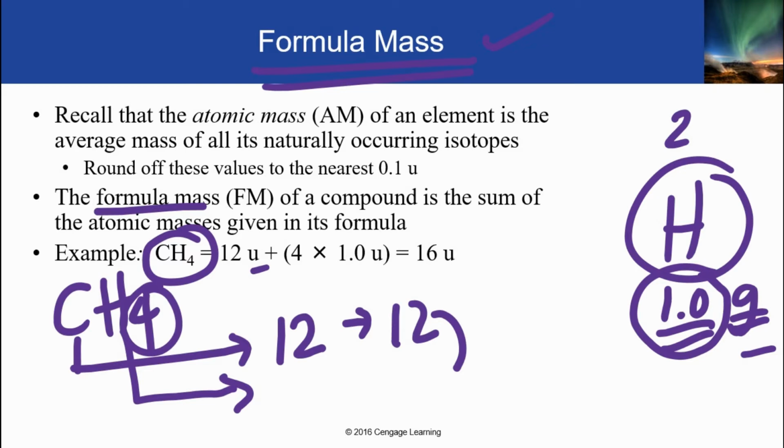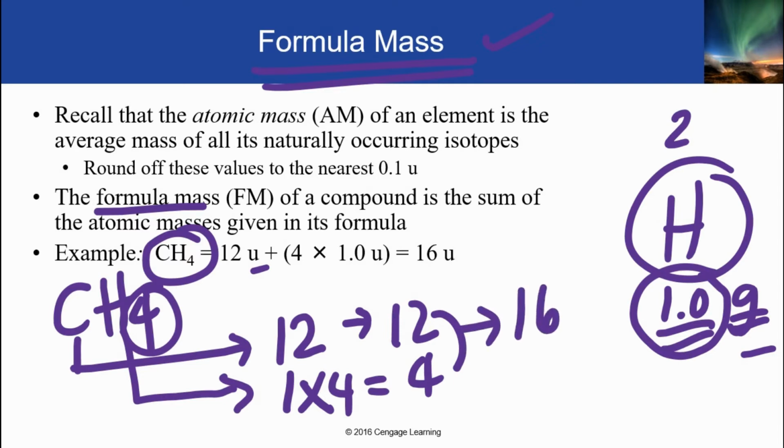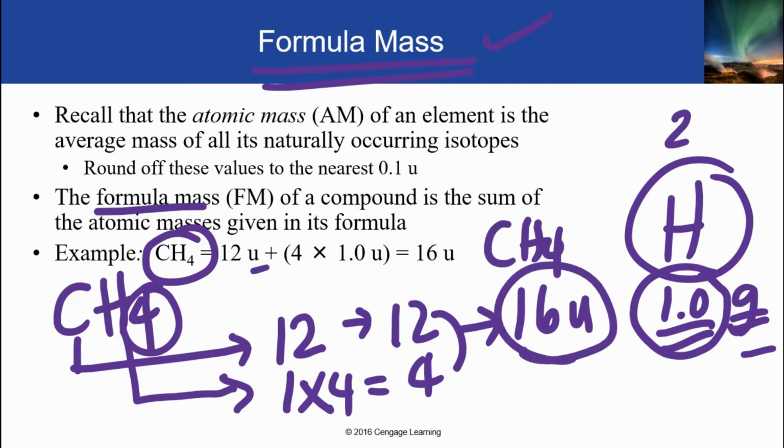So, the atomic mass of hydrogen is 1. And then we have 4. So, we multiply it by 4. So, this will give us 4. So, if we add 12 and 4, we will get 16. So, ibig sabihin, CH4 has a formula mass of 16. Okay?